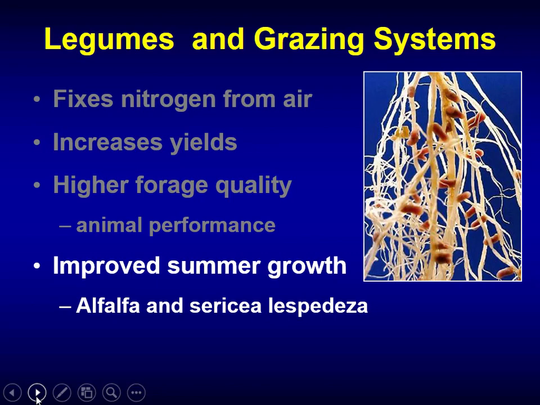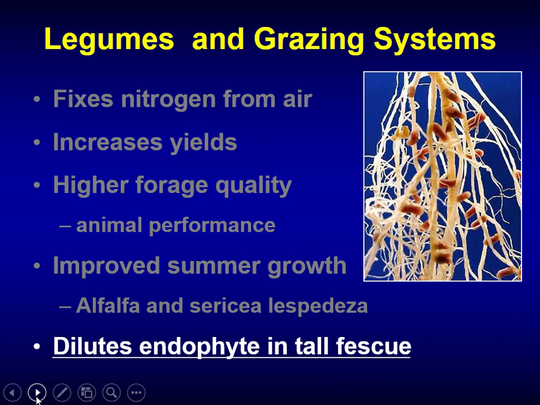In some cases. And then probably for us, in the transition zone where tall fescue is our primary cool season grass, legumes are an important part of that system in terms of diluting the amount of toxins in tall fescue and managing those toxins. It's not perfect, but it's better than grazing a straight tall fescue stand. And Ray will talk more about that later on.